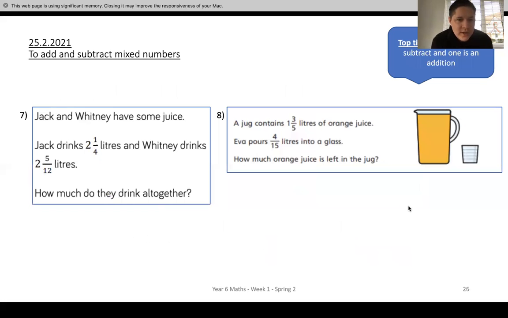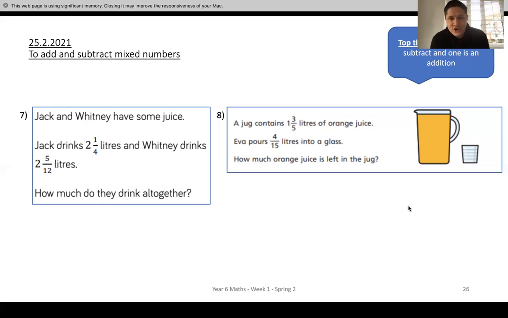Finally, Jack and Whitney have some juice again. Jack drinks 2 1/4 litres and Whitney drinks 2 5/12 litres. How much do they drink altogether? So back to our addition, 2 1/4, add 2 5/12. Off you go.